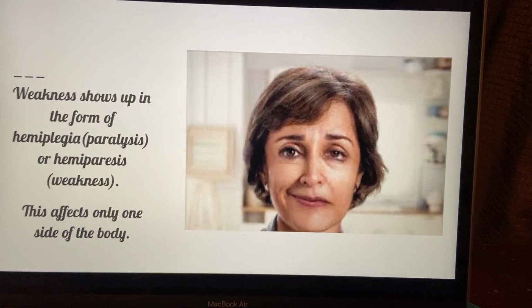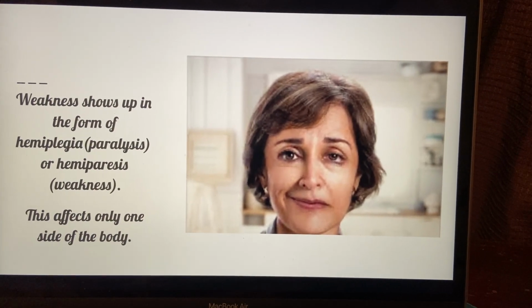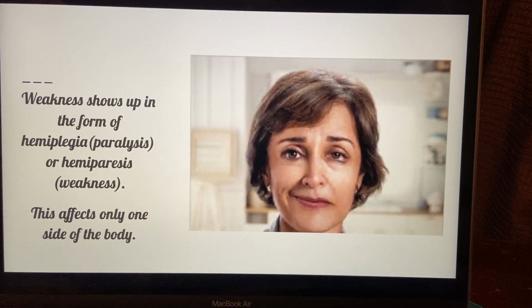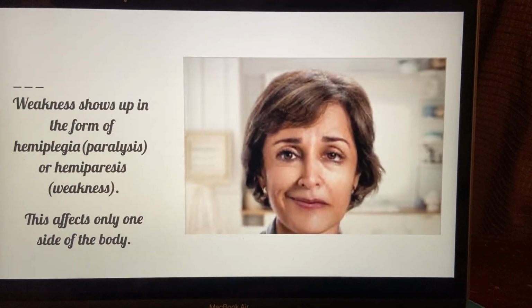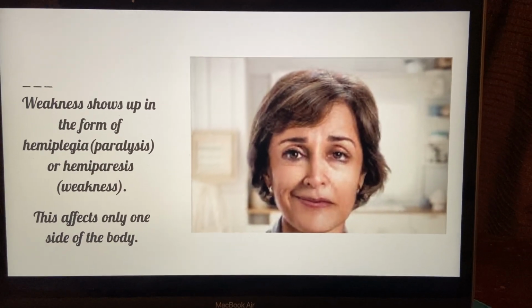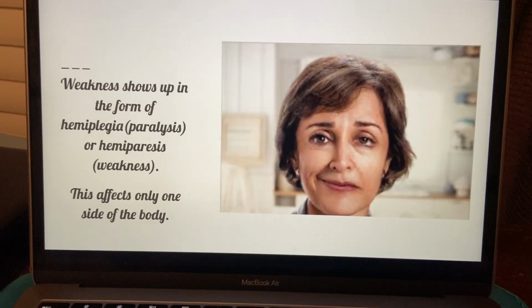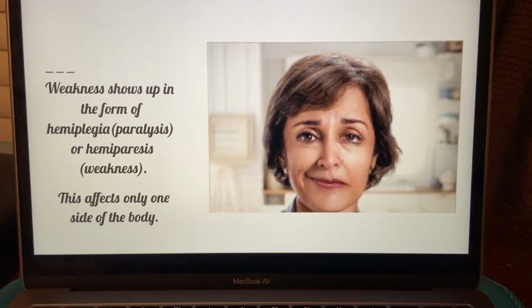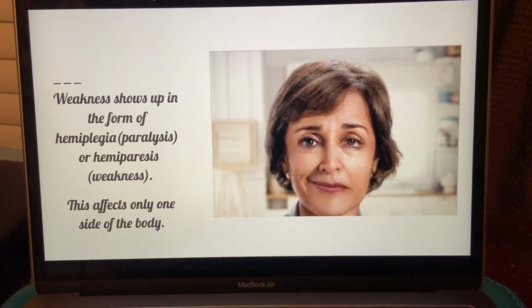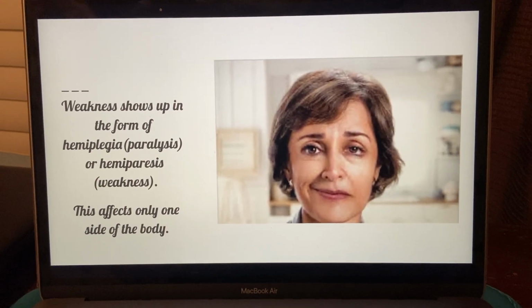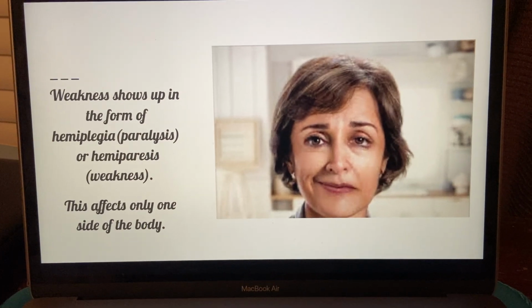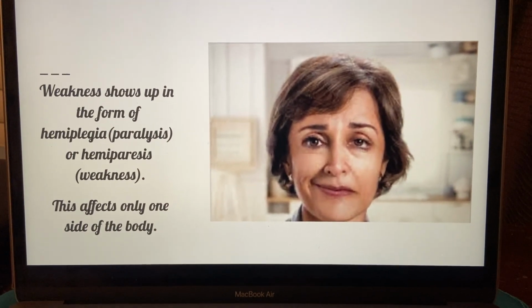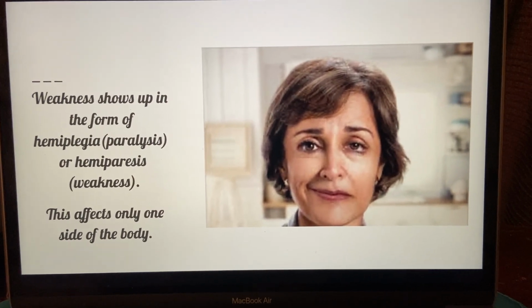For weakness, this can show up in the forms of hemiplegia, which is a paralysis, or hemiparesis, which is weakness, and this is going to typically just affect one side of the body. With stroke victims, we know that if it happened on the left side of the brain, it's going to affect the right side of the body, and it'll be the opposite for the opposite. So this is going to affect a number of different issues. The weakness kind of falls into the rest of the categories.